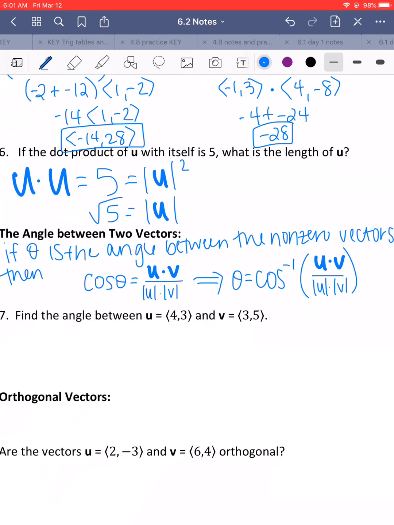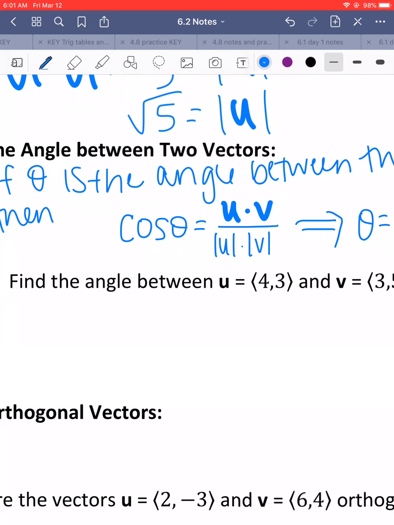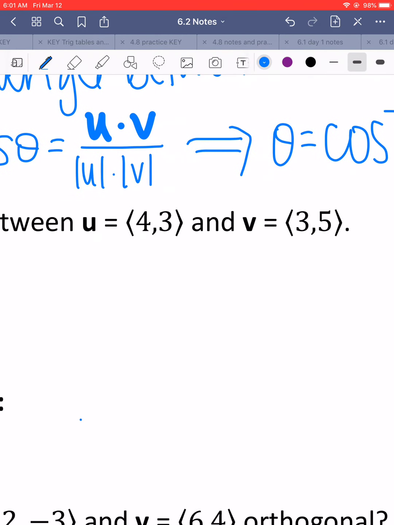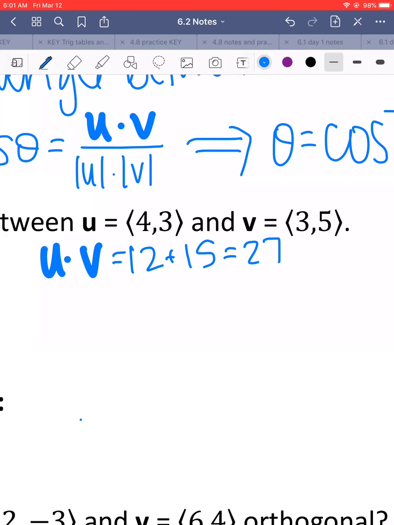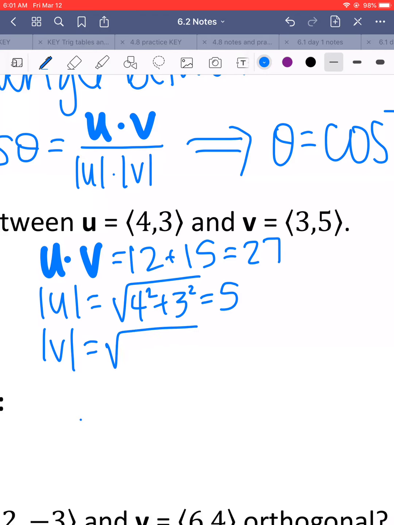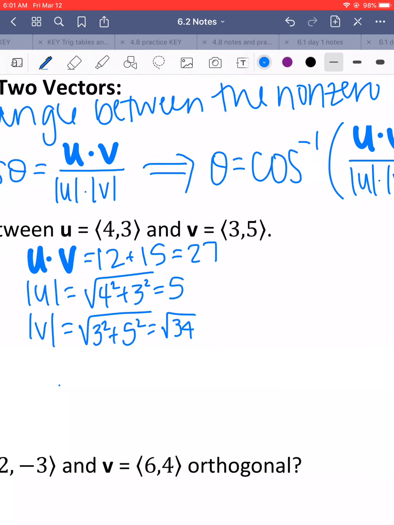So on number 7, I'm looking for the angle between vector u and v. You need to start by finding your dot product and your magnitude of both of those vectors. I'm actually going to do it right here so I can still see the vectors. u times v, 4 times 3 is 12, 3 times 5 is 15, I'm adding those to get 27. My magnitude of u is going to be the square root of 4 squared plus 3 squared, which is just 5. My magnitude of v is going to be the square root of 3 squared plus 5 squared, which is 9 plus 25, so I'm looking at radical 34. So I have to do all that work up front.